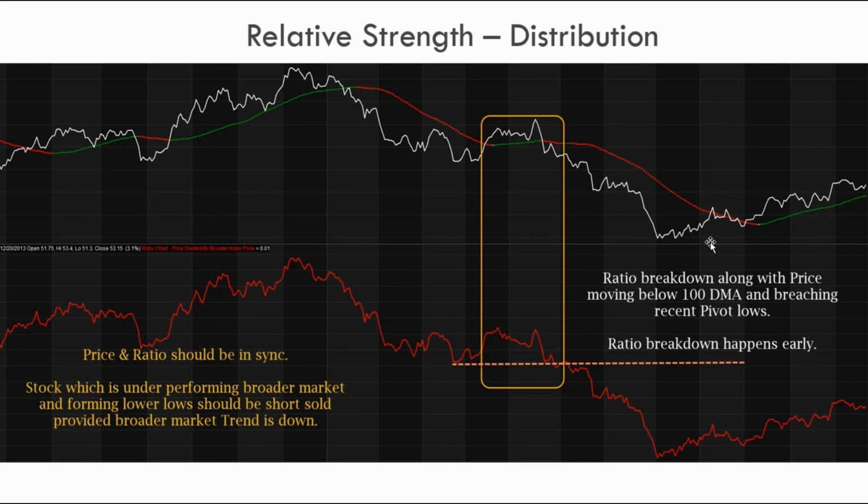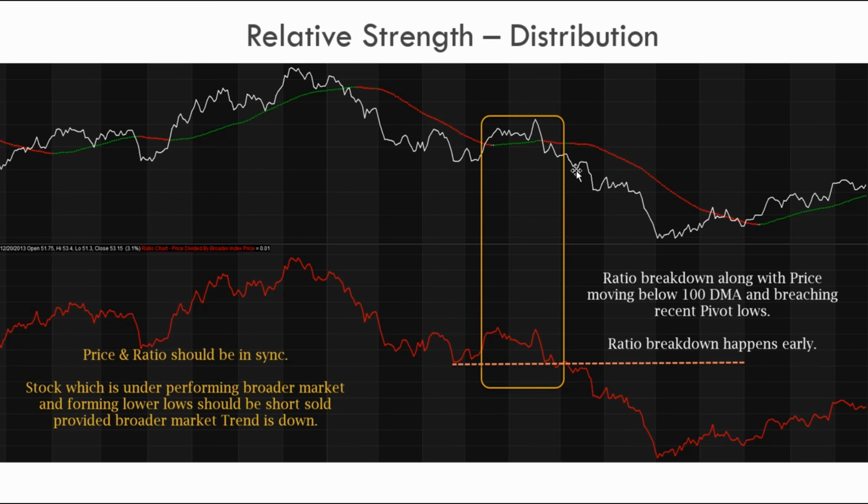So this is an example of distribution. What we have here is a classic case where I'm showing you that price and RS line have to be in sync. So in this case, the price moves below the 100-day moving average. We do see the ratio moving below as well, but then price attempts to move higher through the 100-day moving average. It starts to whipsaw, and the final breakdown actually happens here.